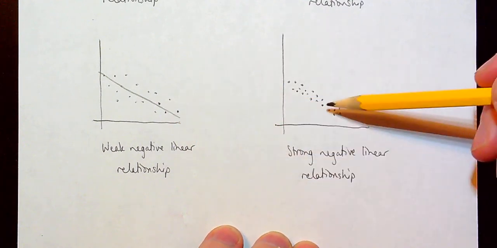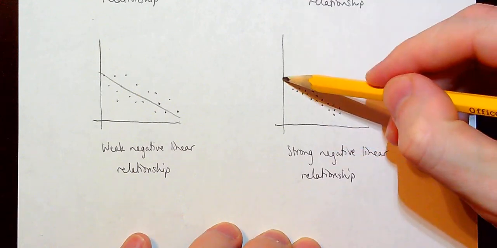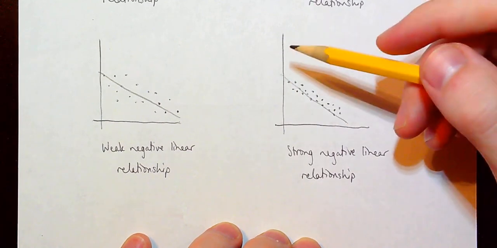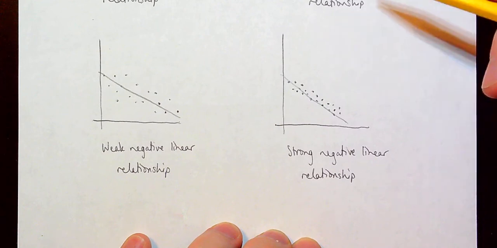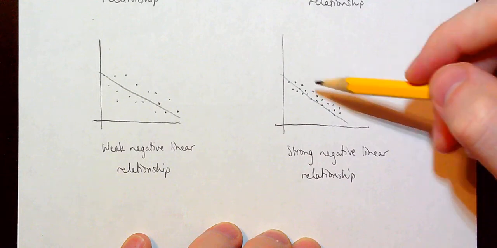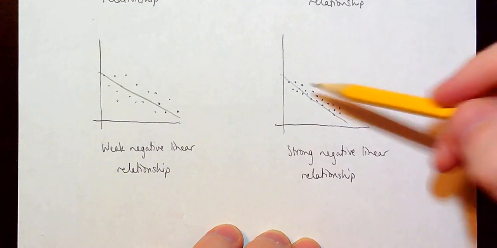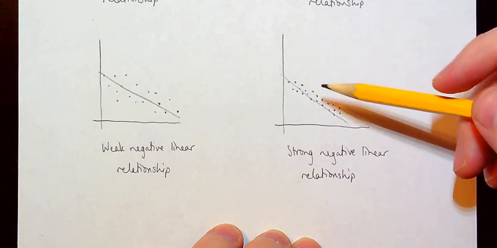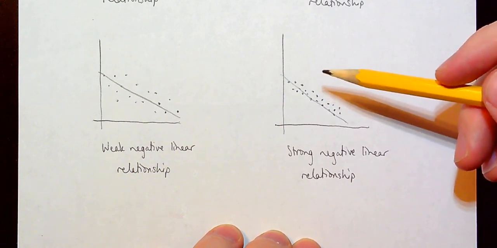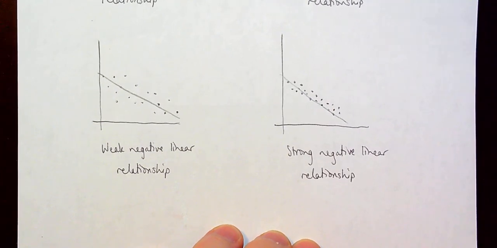And then over here at the right, we have a strong negative linear relationship. If you picture this line that sort of best fits where all of the data is, all these data points are closer to forming a nice perfect line. These points aren't very far off from this very crudely drawn line, which I put here. So this is an example of a strong negative linear relationship.